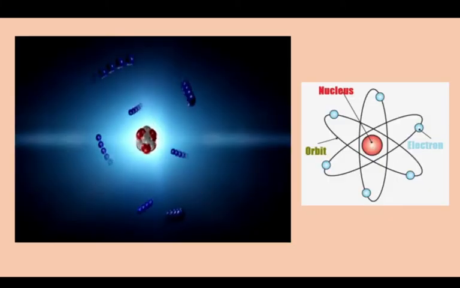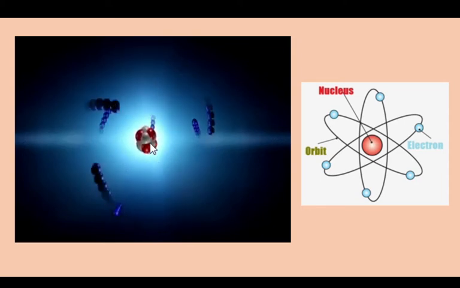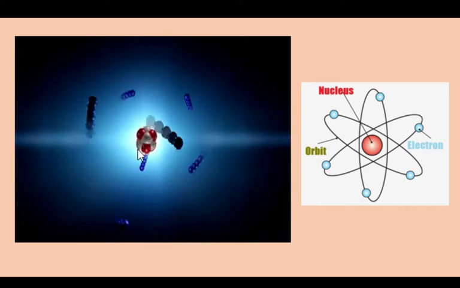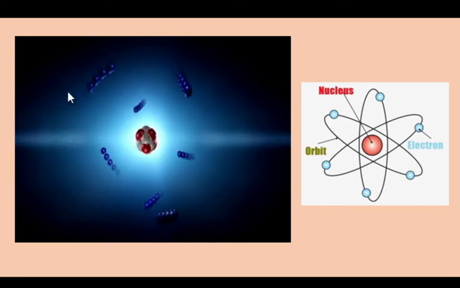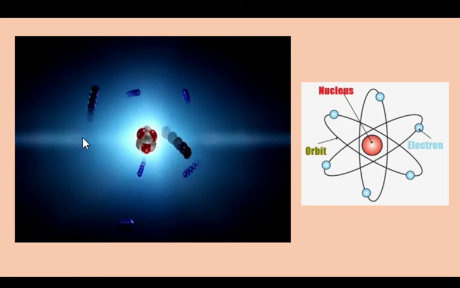Rutherford showed that most of the mass of the atom lies concentrated at its center, the nucleus. He postulated that the atom resembles a miniature of the solar system, with light negatively charged electrons orbiting the dense positively charged nucleus, just as the planets orbit the sun.